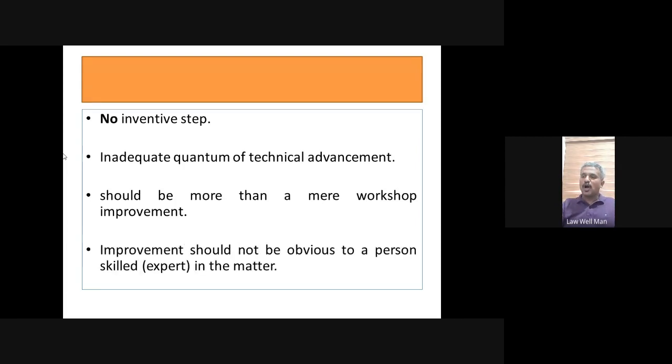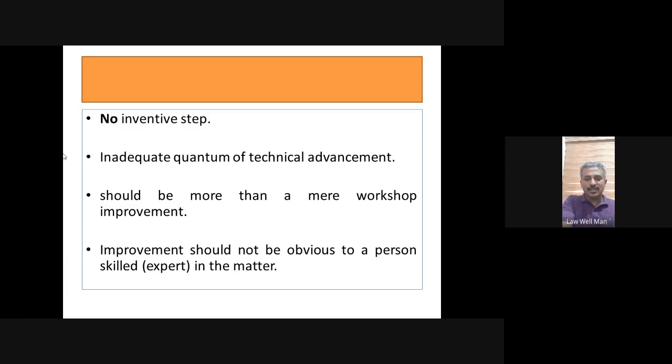Improvement should not be obvious to a person skilled in the art, and it should not be a mere workshop improvement. It should be a substantial technical advancement. It should not be obvious to a person in this particular area. As far as this so-called invention is concerned, if you show this to an expert in this area, he would say that this is already existing in the industry, though it is not used in this particular area. So it is known to him. It is obvious to him.